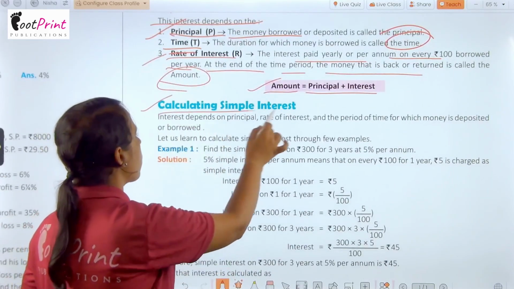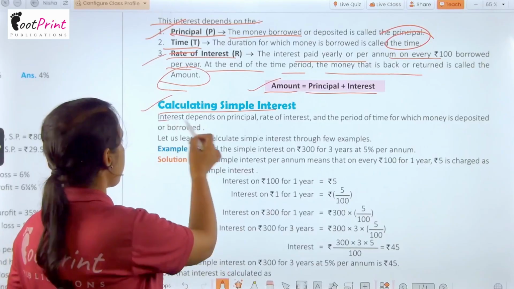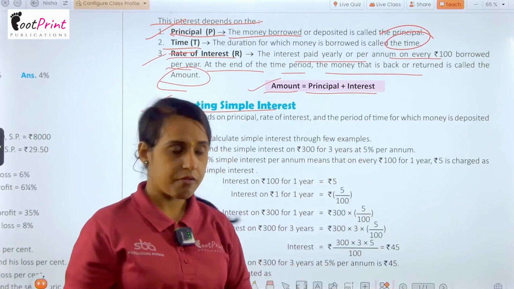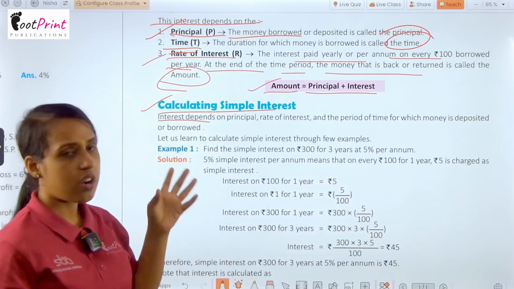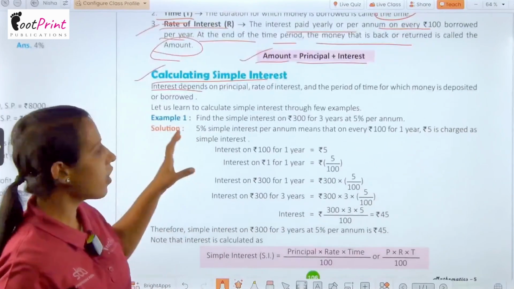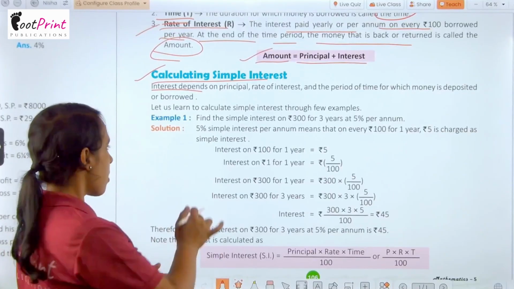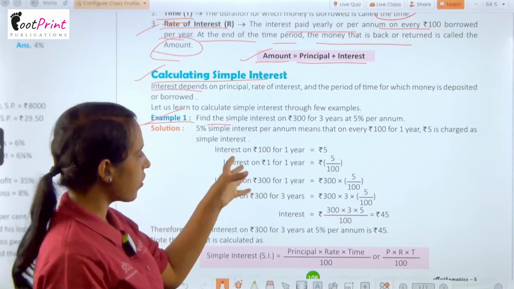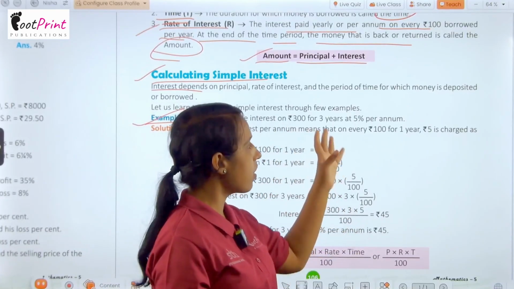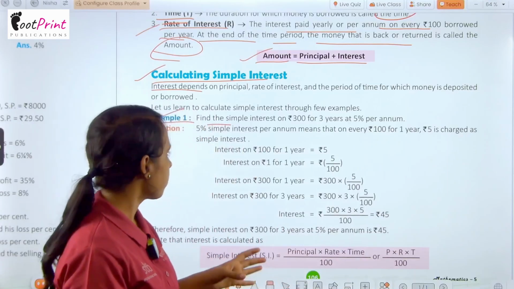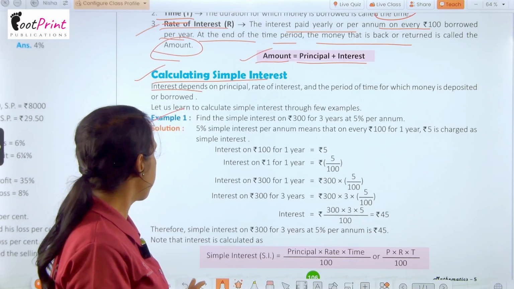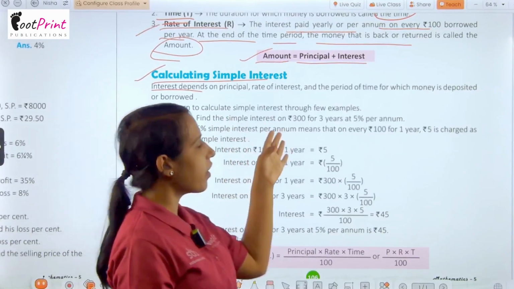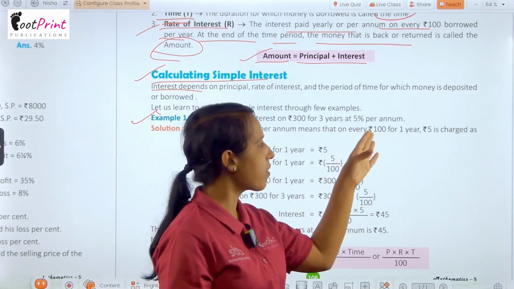Now we learn how to calculate simple interest. Interest depends on principal, rate of interest and the period of time for which money is deposited or borrowed. Okay, so here we know how to calculate simple interest. So we have example number 1 here. Find the simple interest on 300 rupees for 3 years at 5% per annum.